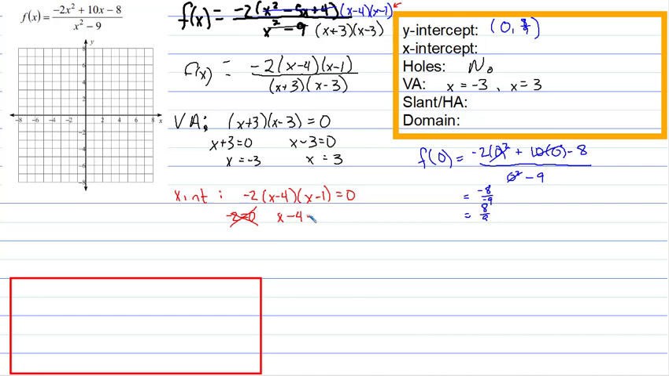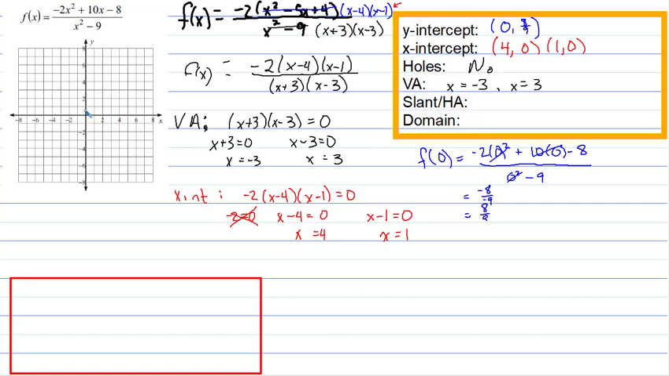x minus 4 equals 0. Well, that's going to be 0 when x is equal to positive 4, when I add 4 to both sides. x minus 1 is going to be 0 when x is equal to positive 1. So my two x-intercepts are (4, 0) and (1, 0). So I'm going to go ahead and plot those key features on my graph.